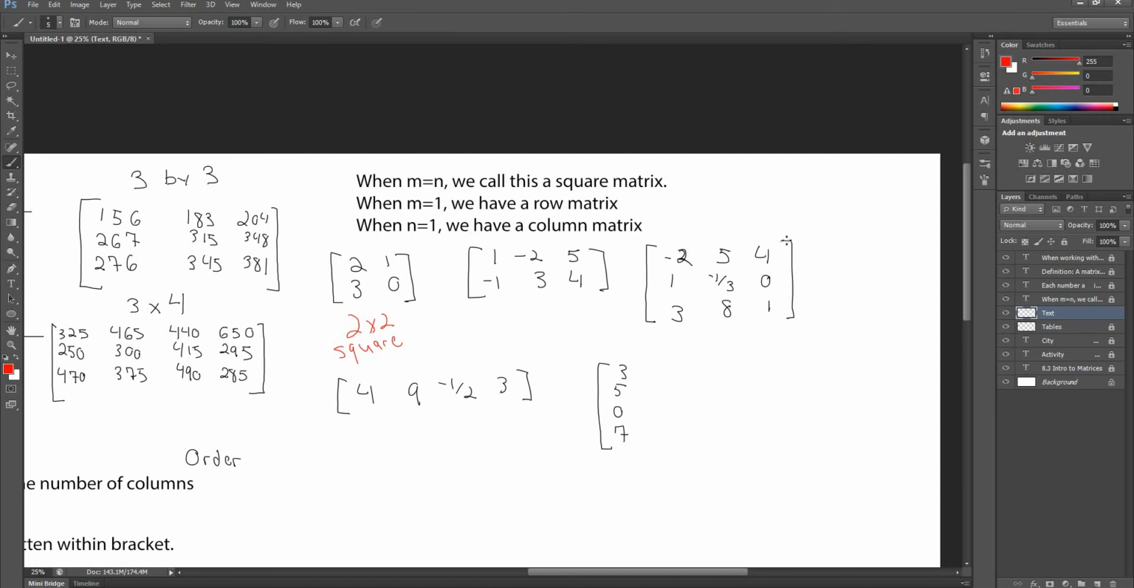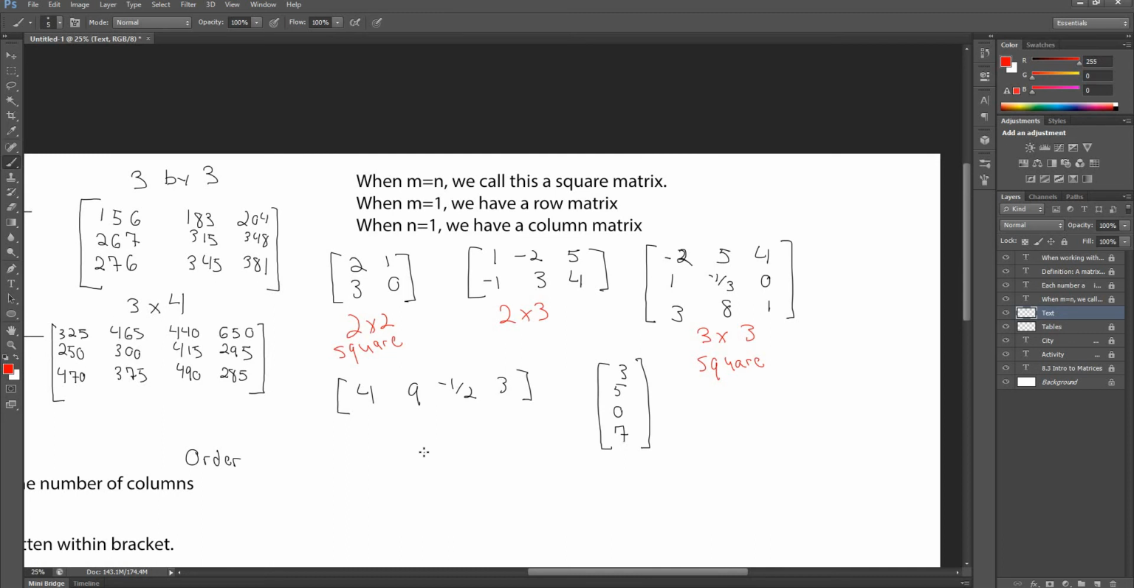I never finished writing my bracket. In this case, we have 2 rows, 3 columns. So this is a 2 by 3. This one we notice that we can have negatives in our matrix. For here, we have 3 rows by 3 columns. We even have a negative fraction. So this one is also square.